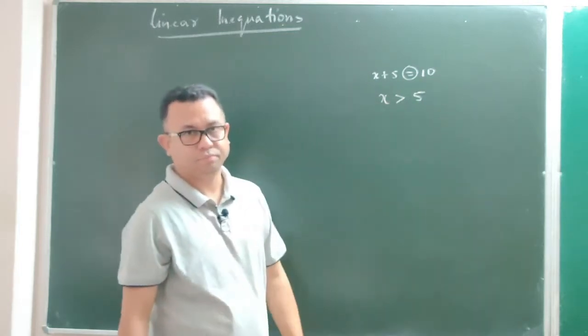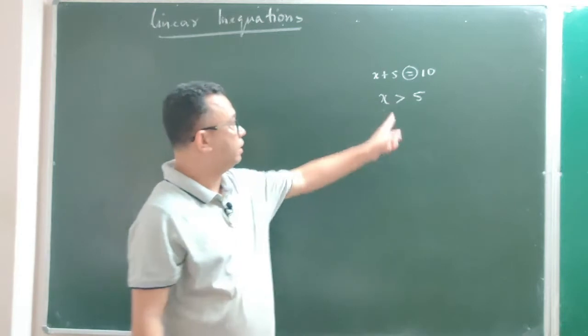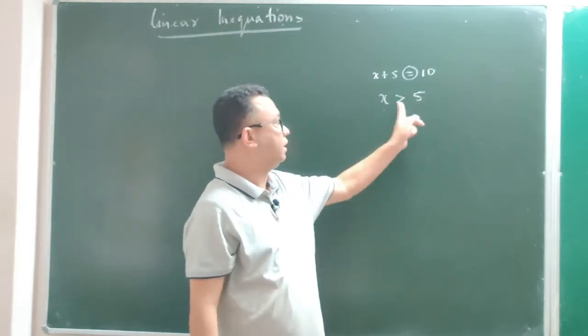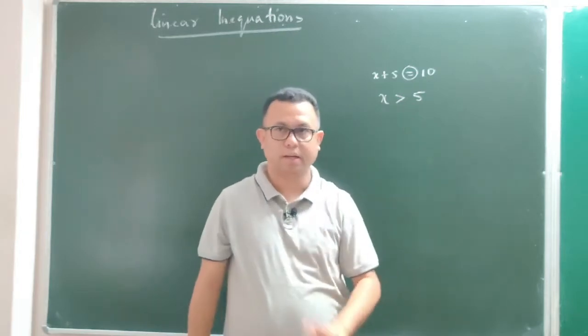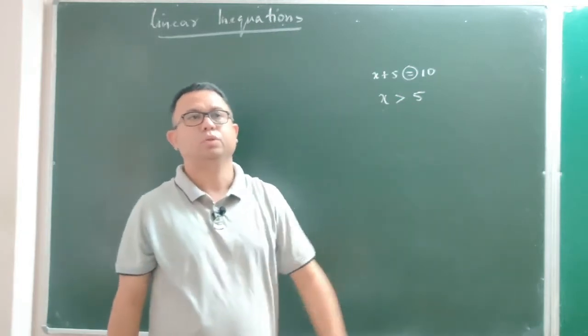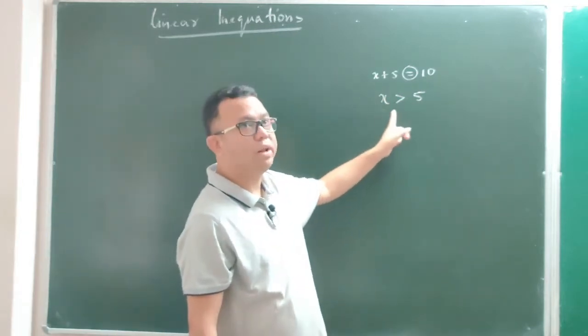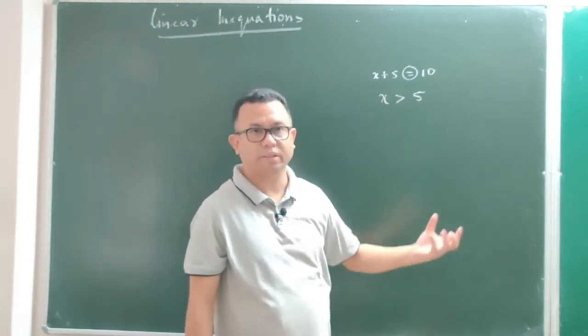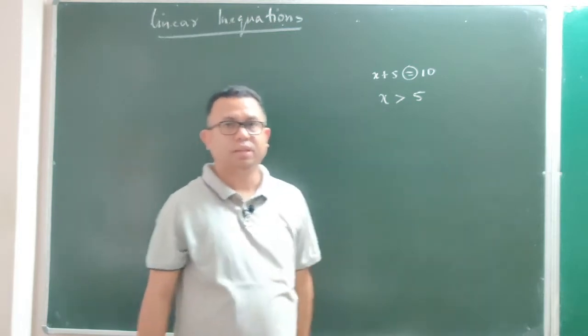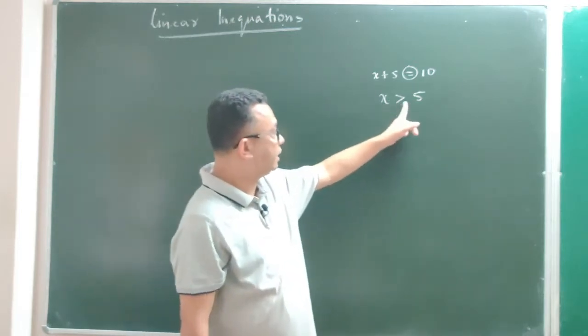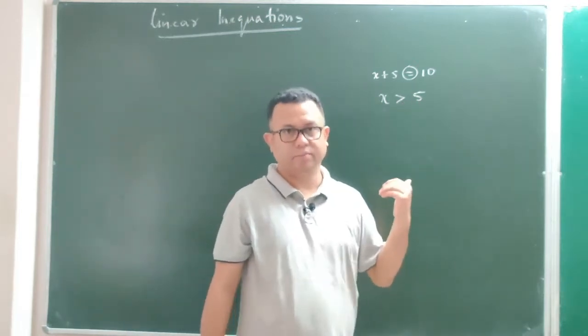Greater than 5. Or you can say 5 is less than x. But I will never recommend you to say 5 is less than x. Even though you are correct, I will still say don't do that. Always say the unknown variable first. Out of x and 5, you don't know what x is, but you know what 5 is. Since x is unknown, you will have to say x first. Say x is greater than 5 rather than 5 is less than x, even though both mean the same thing.